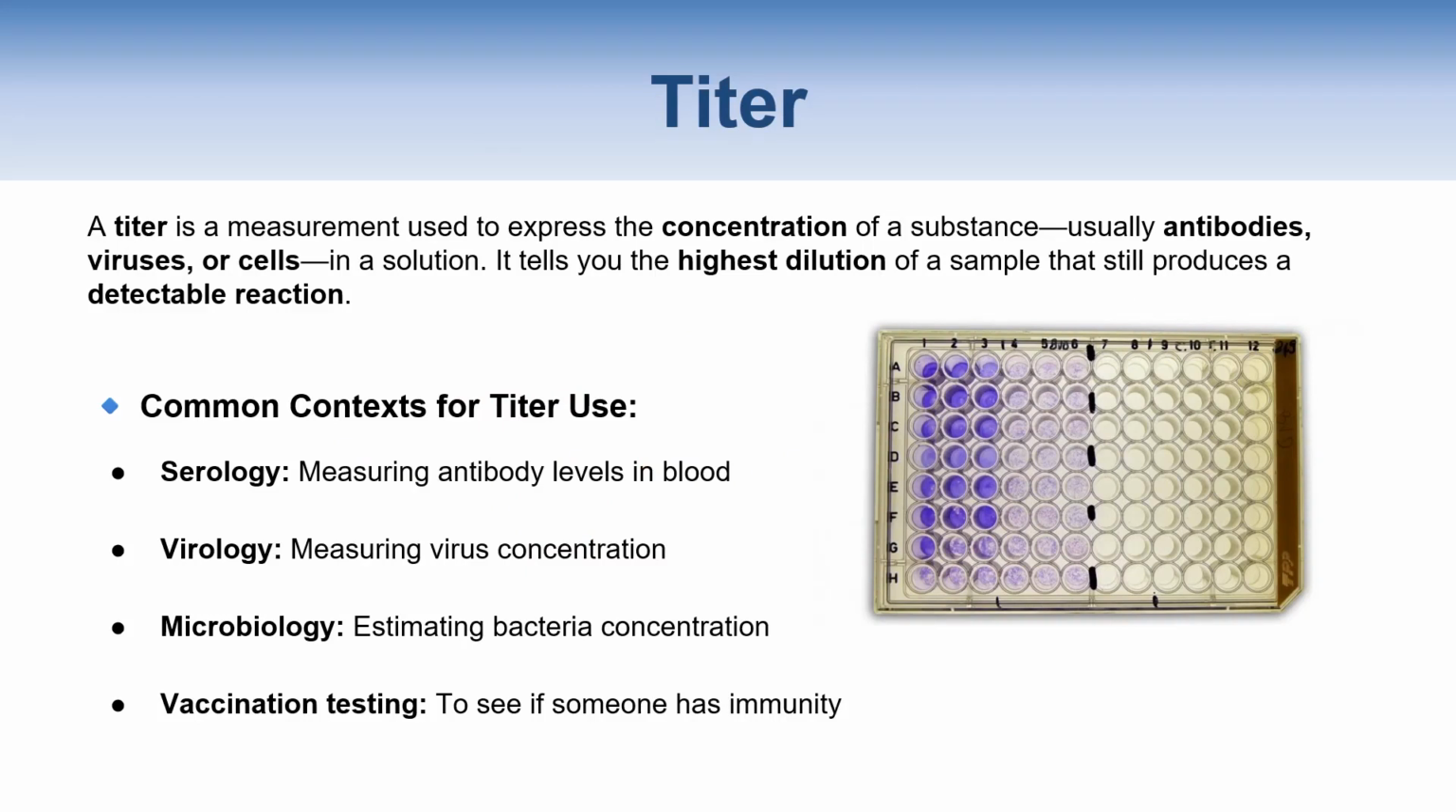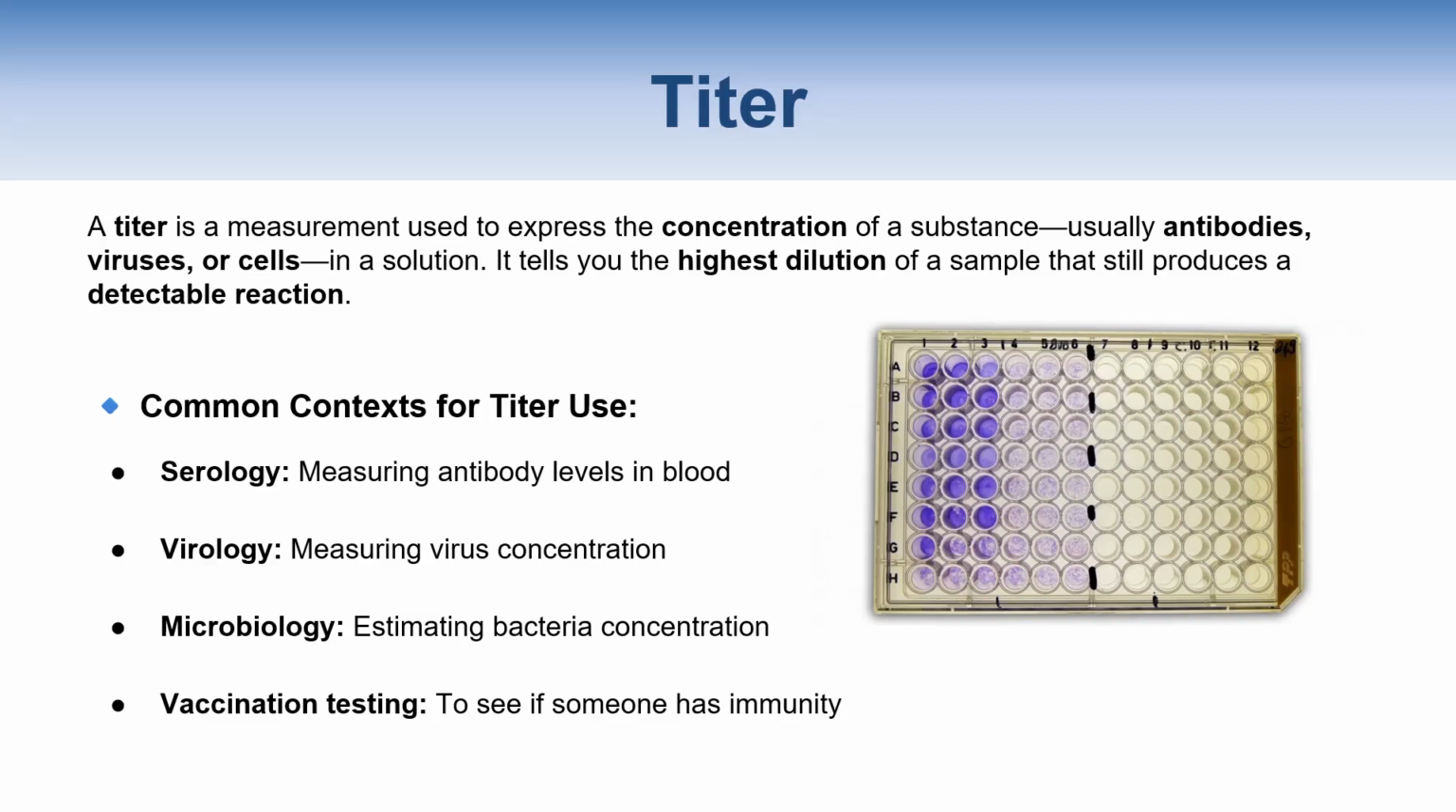So just briefly about titers. A titer is a measurement used to express the concentration of substance, usually antibodies, viruses, or cells in a solution. It tells you the highest dilution of a sample that still produces a detectable reaction. So if we want to test if someone has antibodies against a particular virus, like hepatitis B, you've probably heard of getting an antibody titer for a hepatitis B vaccine status.